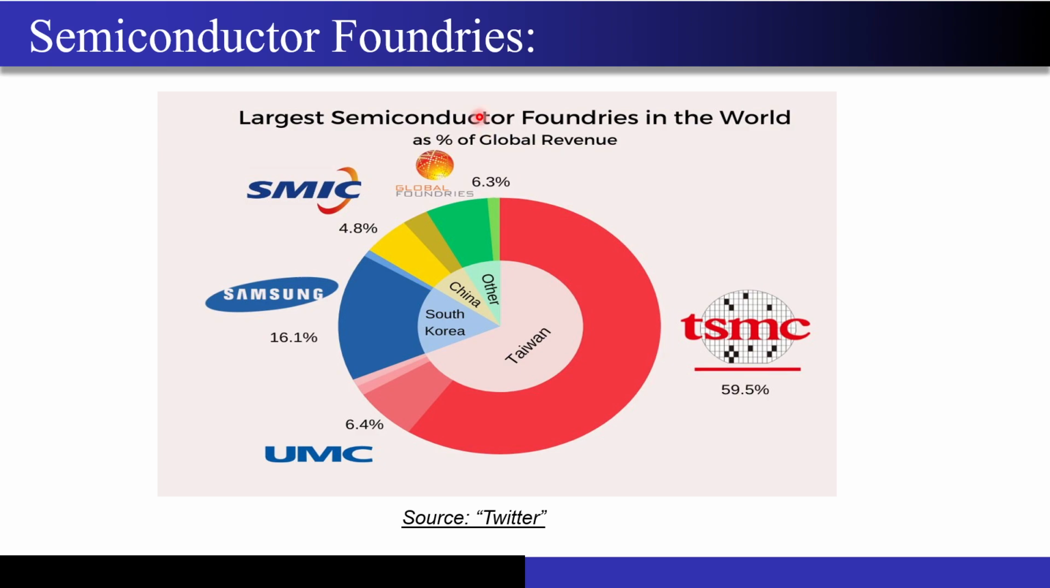Now coming to the semiconductor foundries, who are the different foundries that are available? So TSMC is the big shot, which has around 60% of the market share. Then next we have Samsung. Then we have UMC as well as GlobalFoundries, and this is SMIC from China.